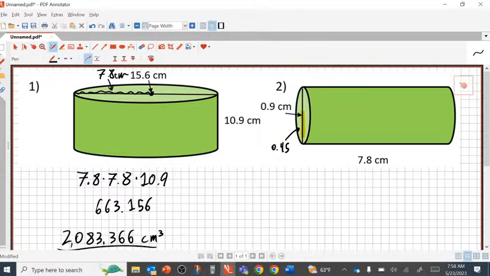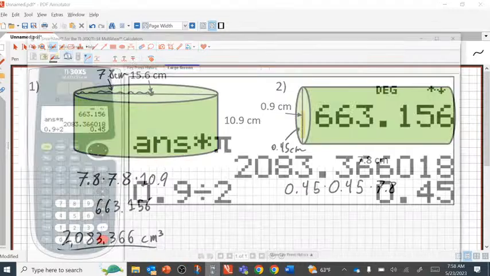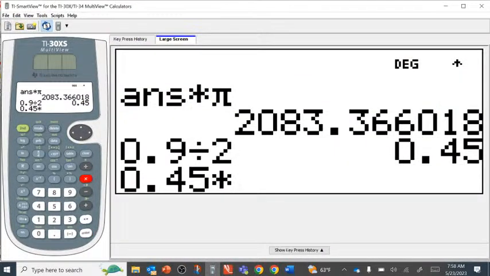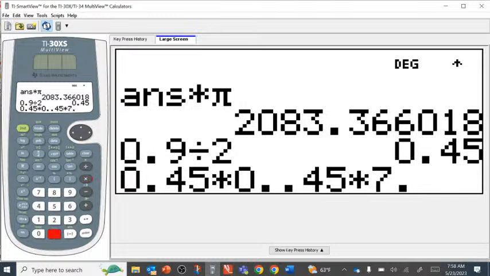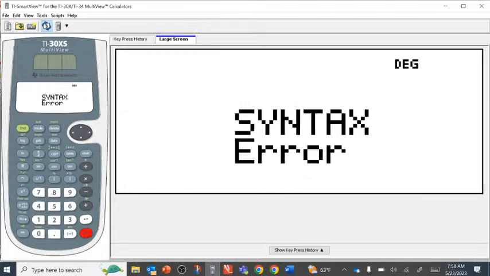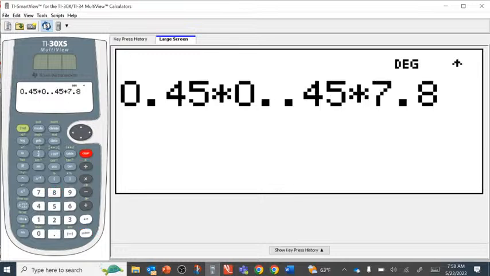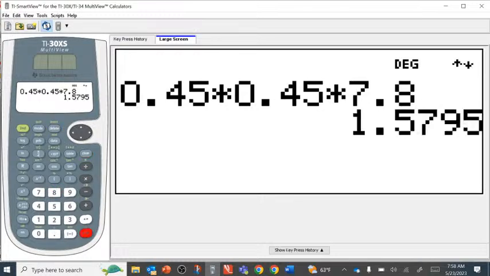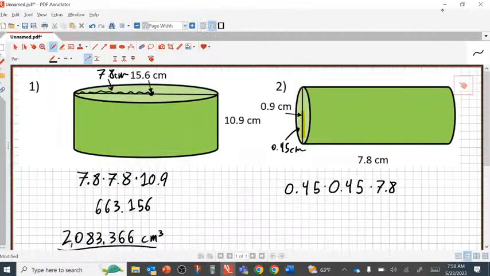What am I going to do with that number? Perfect. So we do 0.45 times 0.45 times 7.8, was it? Oh, whoopsies. It's a double tap. 1.5795. What do I have to do with that number before I'm finished there, Adriana?